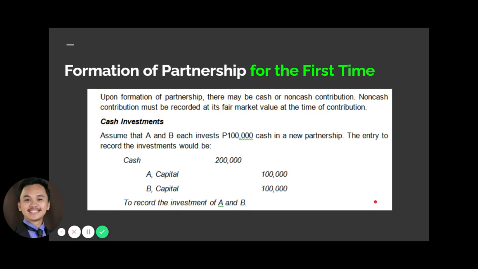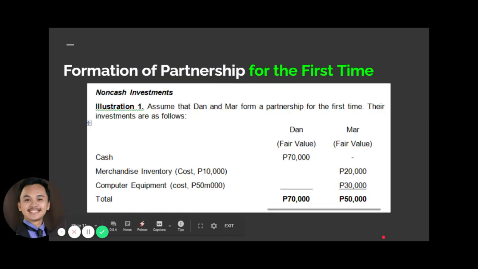So for example, assume that A and B each invests 100,000 cash in the partnership. So we don't have so much accounting issue here. So the entry to record the investment would just simply be debit to cash 200,000, credit to A capital and B capital for 100,000 respectively. Since the amount they have invested is 100,000, so automatic the amount to be credited to their capital is 100,000 each. So again, if the partner invested cash, the amount to be credited is equivalent to the face value of the money they have invested.